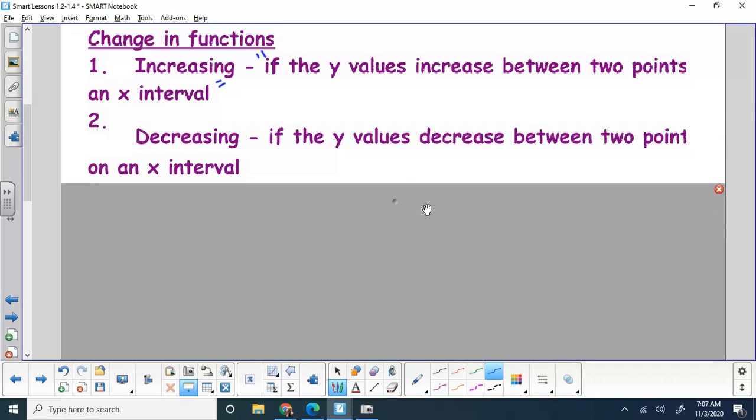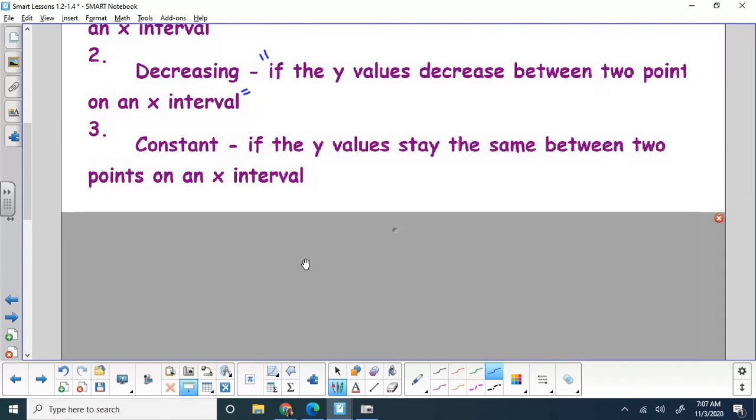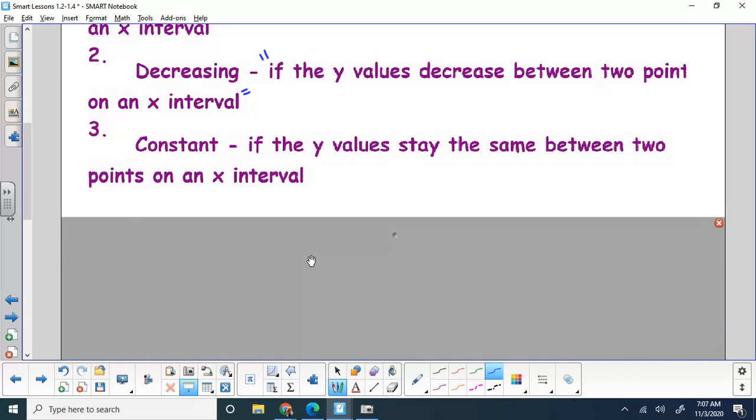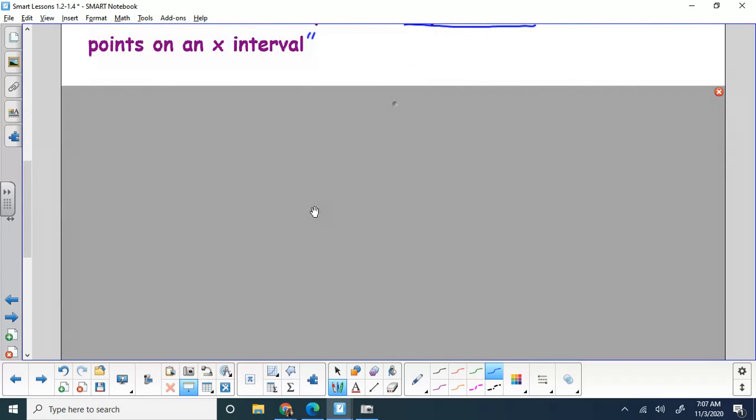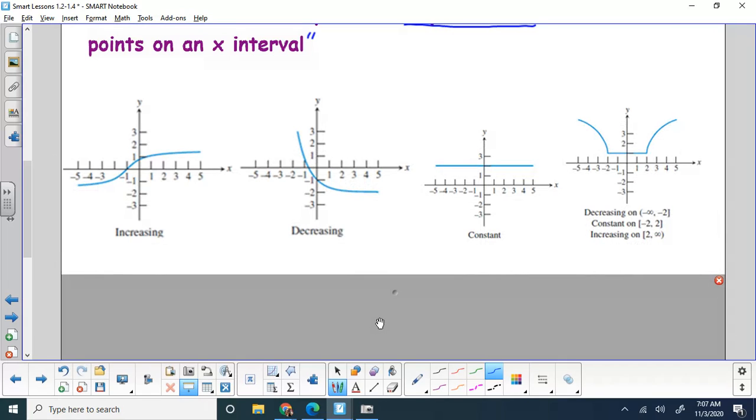If it's decreasing, we say that the y value is going to decrease between 2 points on an x interval. Okay, and I've got a lot of examples to show you this. And then the third type of interval of change we can have is what we call constant. And if a graph is constant, the y value is going to stay the same. So there won't be any change in the y values. It'll stay the same between 2 points on an x interval. So those are your three types of change you could have in a graph. Now I'm going to show you an example of each of these.